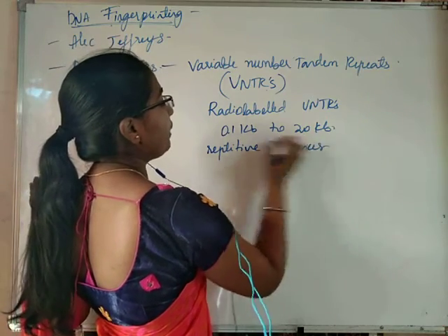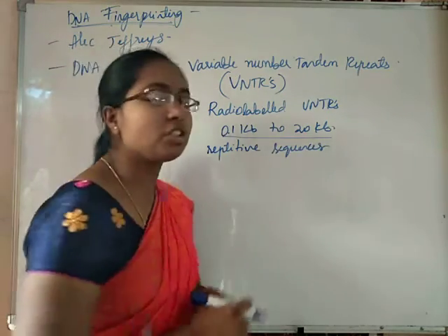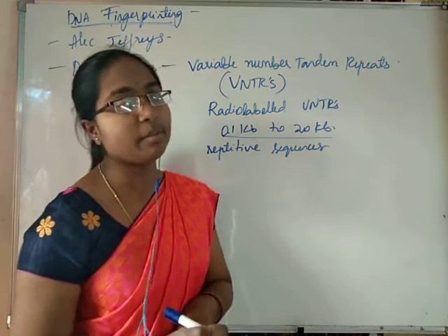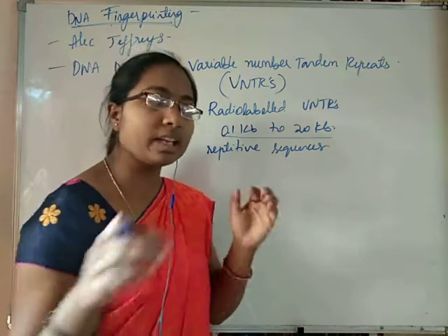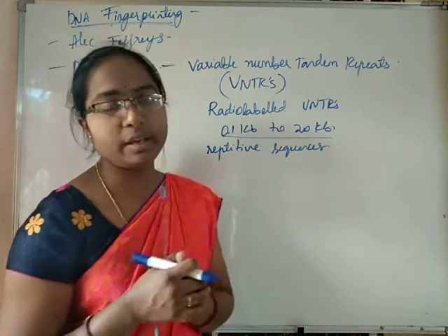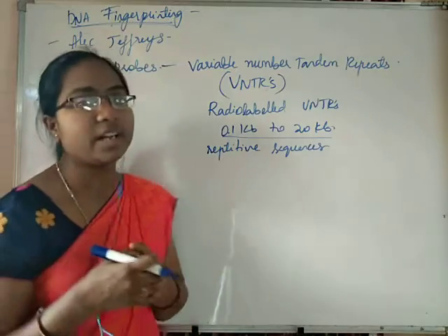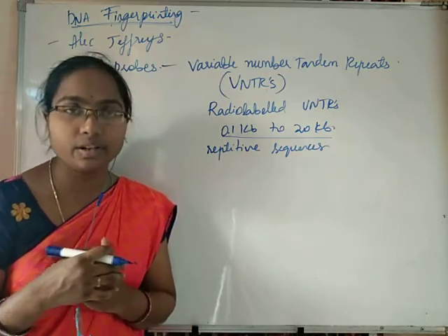They might have a length of 0.1 kb to 20 kb, and they might have different weights. That means they can be very small to very big. Variable number tandem repeats are utilized in DNA fingerprinting.